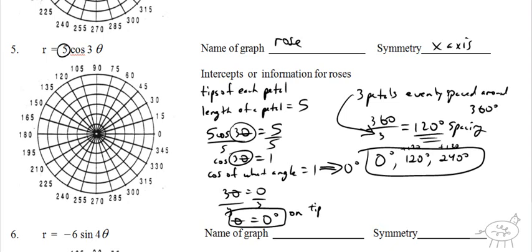And then I'm going to plot these. So you guys understand that there's one at 0, 120, and 240, and the length of the petal is 5. So it's really 5 as an R value, 0 degrees, and 5, 120, and 5, 240. That's what I'm graphing. So let's do that. 5, 0. So 1, 2, 3, 4, 5. 5, 120. It's right here. And 5, 240. Right here.